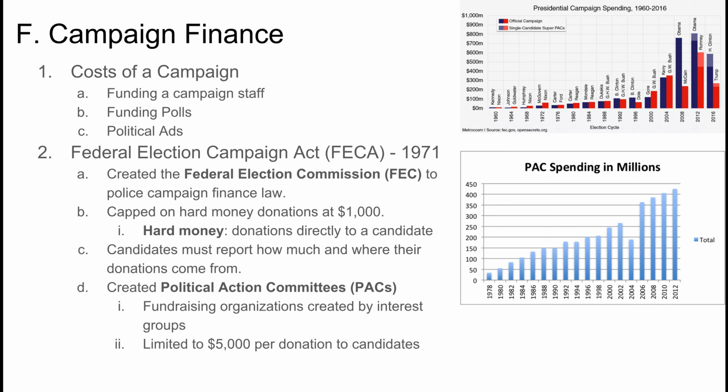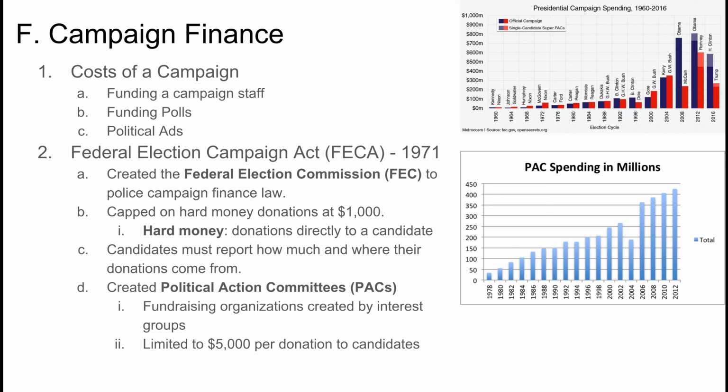It also created something known as the Political Action Committee, or a PAC. You've probably heard this word thrown around, PACs. PACs are simply fundraising organizations created by interest groups with the sole purpose of raising as much money as the limits will allow, and then using that money to donate to candidates. Now, they're limited on how much they can give. For instance, these PACs can only give up to $5,000 to one candidate. So you're not going to have a PAC raise $20 million and give all $20 million to just one candidate in the form of hard money.